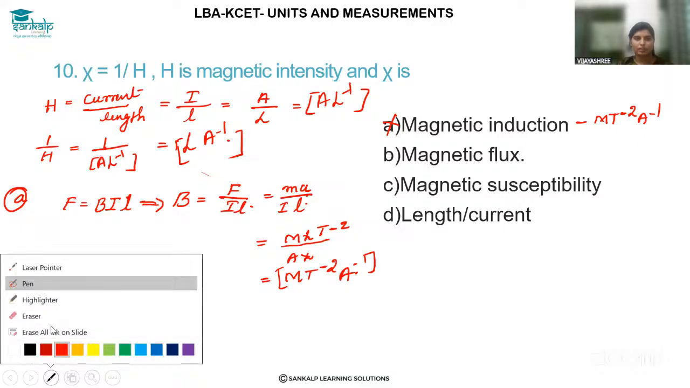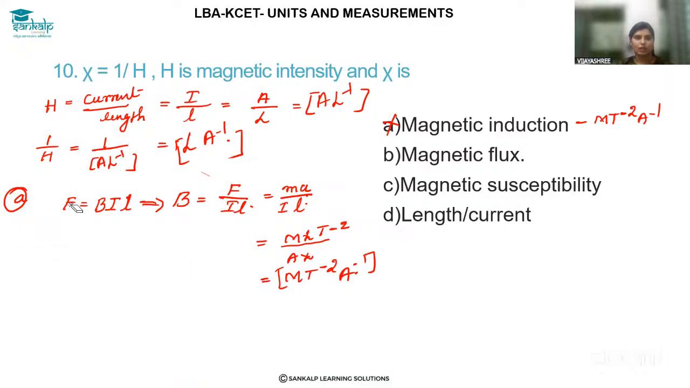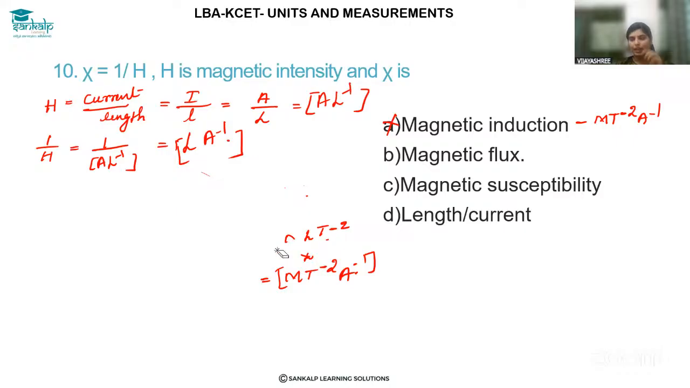So let us look at option B. What is given as option B? Magnetic flux. We call magnetic flux phi. Okay, magnetic flux.